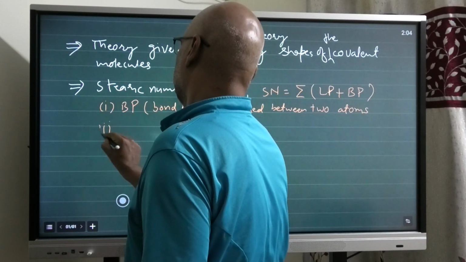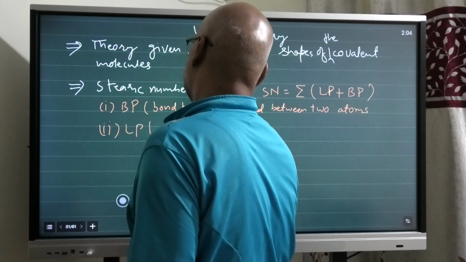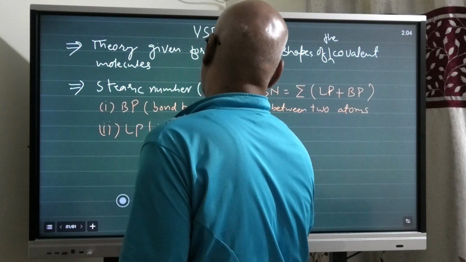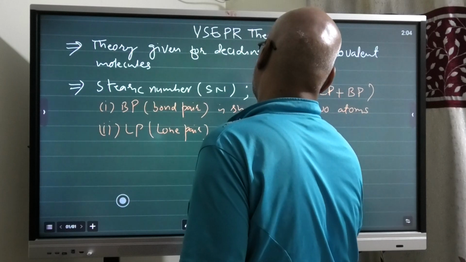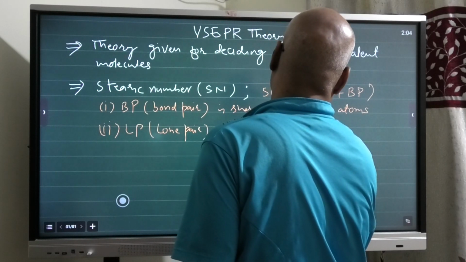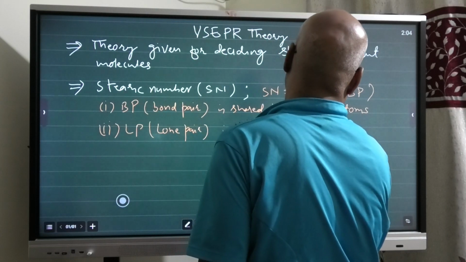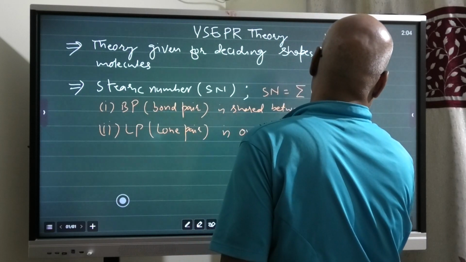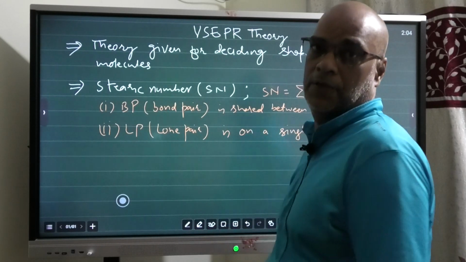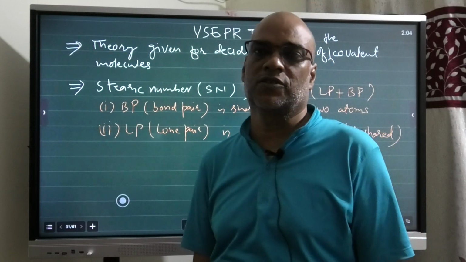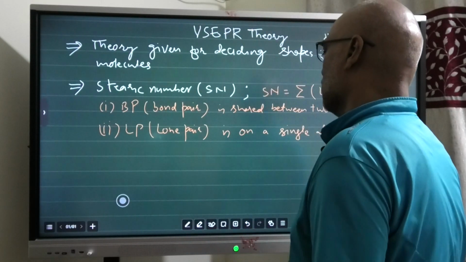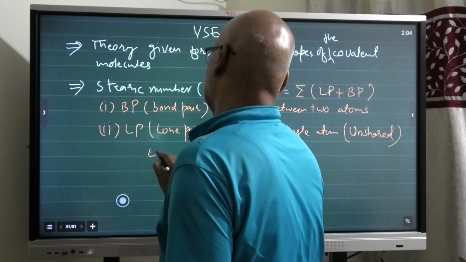Second one is lone pair. Lone pair is on a single atom. Basically it is unshared, not shared. Okay? I'll give you a simple example.